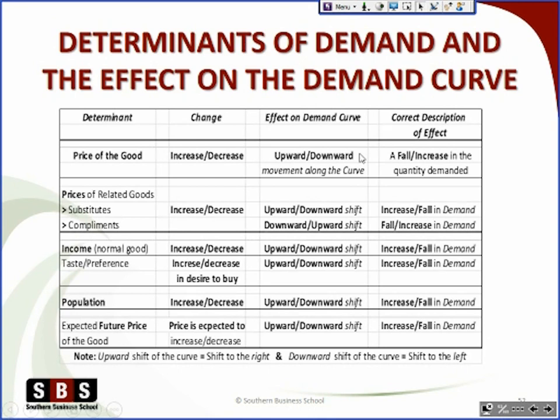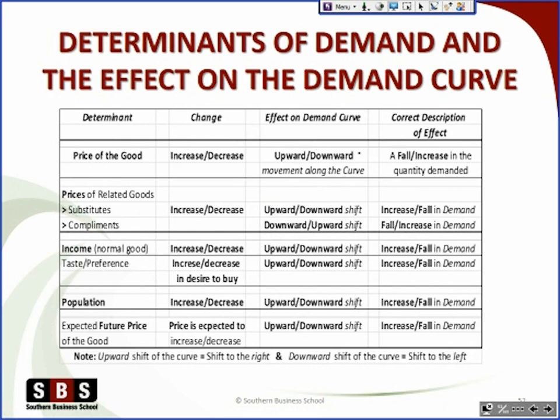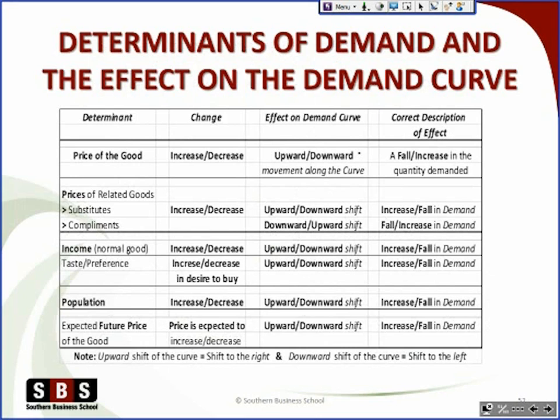This table explains it upwards or downwards. It could be just one direction, not both of them. But what's important to know is a movement on the demand curve. If you look at this demand curve, a movement on the curve is always from one point to another point. You always have to show it like that. B and A represent a movement on the demand curve. And the only thing that causes a movement on the demand curve is the first determinant, the price of the good.